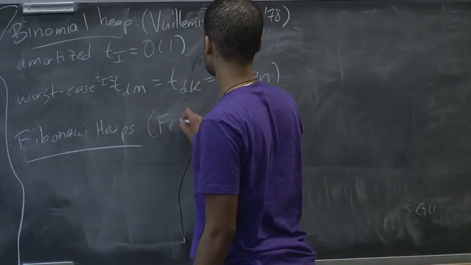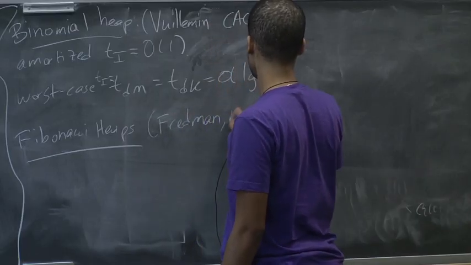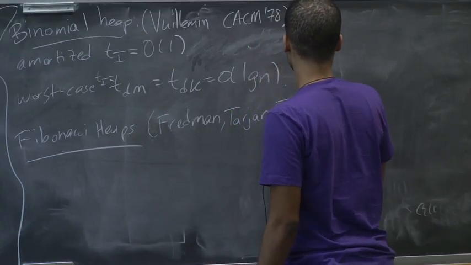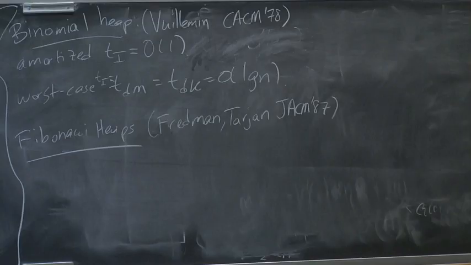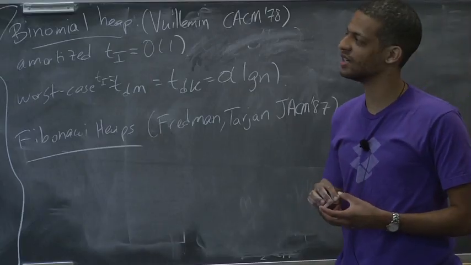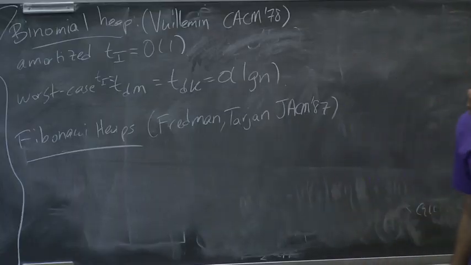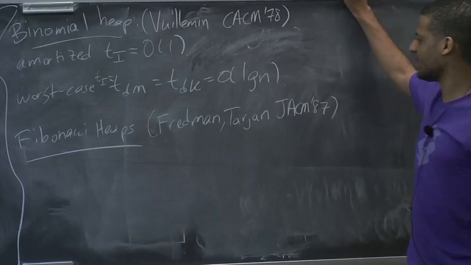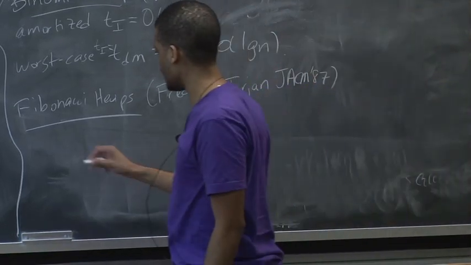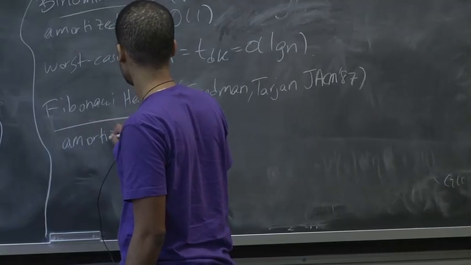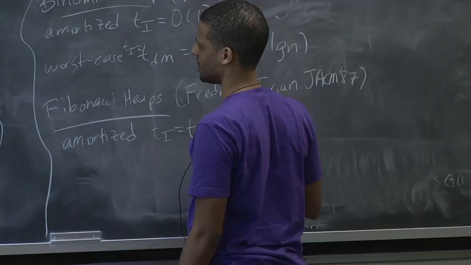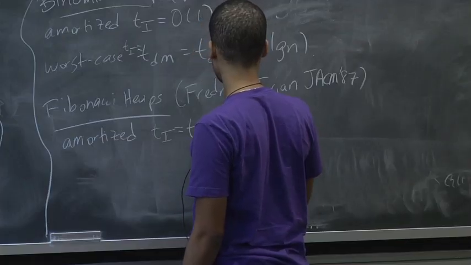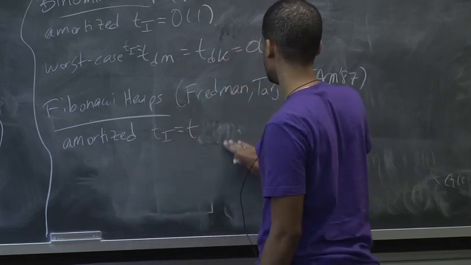This is due to Fredman and Tarjan. You're going to see Tarjan a lot in this class. Fibonacci heaps, splay trees, we'll also see him for cache replacement policies. Okay, so what do Fibonacci heaps give you? They give you amortized insertion time as well as decrease key.